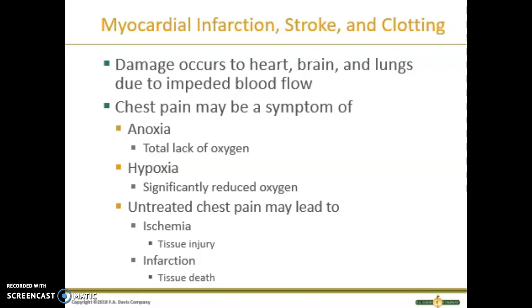So looking at myocardial infarction, stroke, and clotting. Damage occurs to the heart, brain, and lungs due to impeded blood flow. Chest pain may be a symptom of anoxia, which is total lack of oxygen, or hypoxia, which is significantly reduced oxygen. If untreated, chest pain may lead to ischemia, which is tissue injury, or infarction, which is actual tissue death.